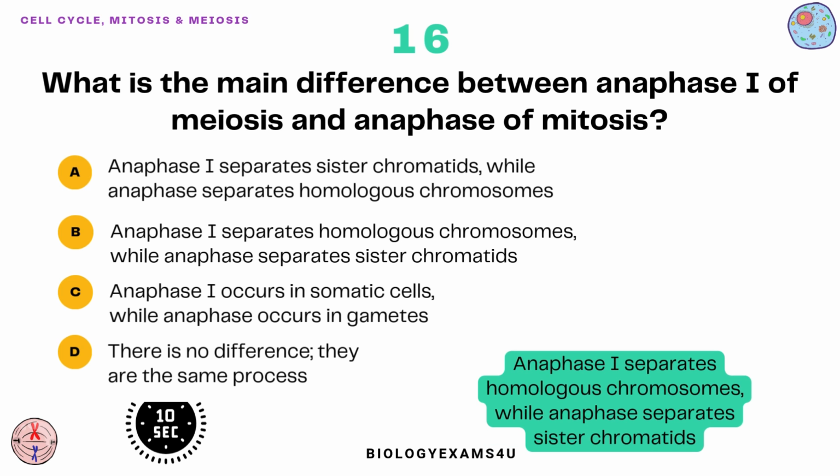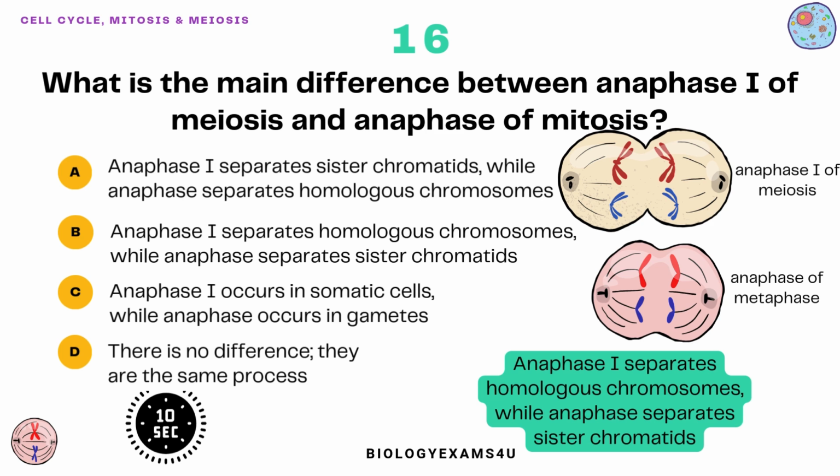The answer is anaphase 1 separates homologous chromosomes, while anaphase separates sister chromatids. As you see here, this is a separation of sister chromatids that is happening in mitosis, whereas homologous chromosomes are separated in the anaphase 1 of meiosis.